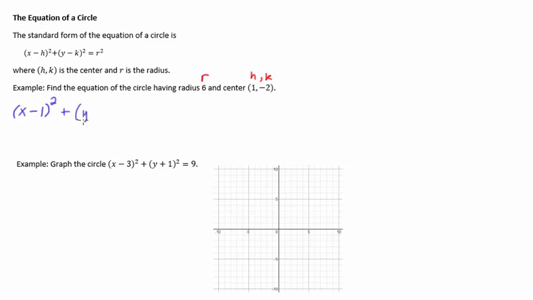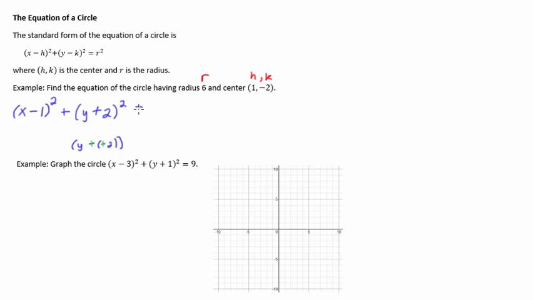Plus y minus k, but k is already negative. So if we minus a negative 2, that's going to make this be a plus 2. Okay, so what we had was y minus negative 2. And so what we did is we changed those to negatives, however you learned that in middle school, and made it y plus 2.